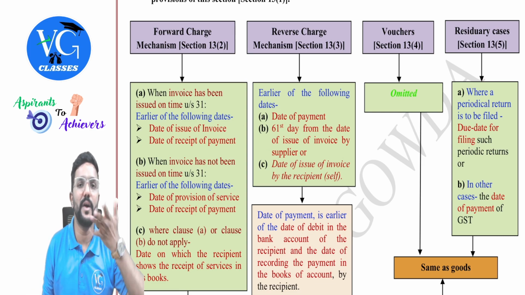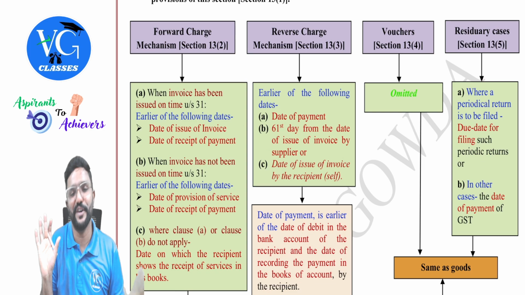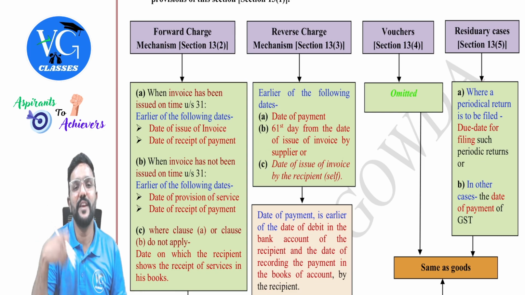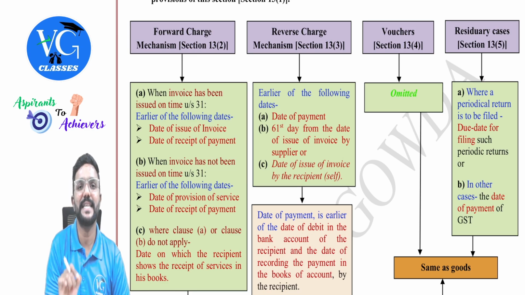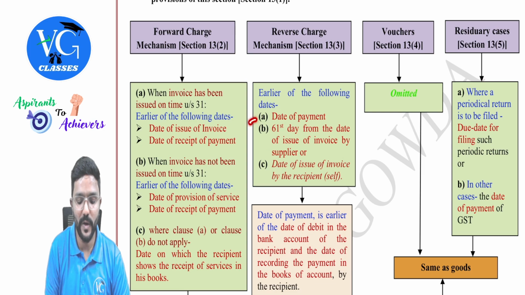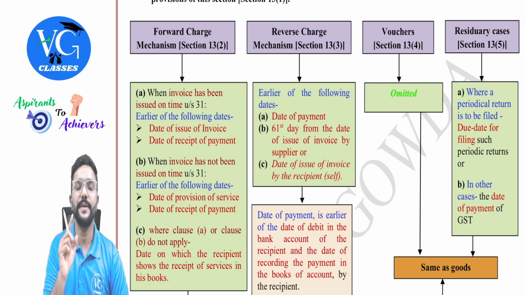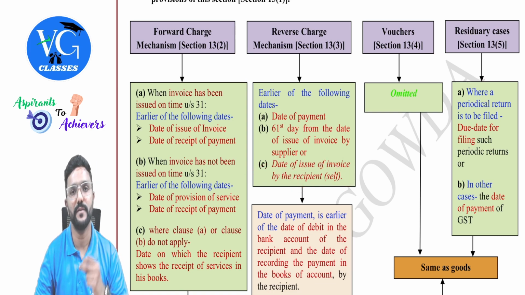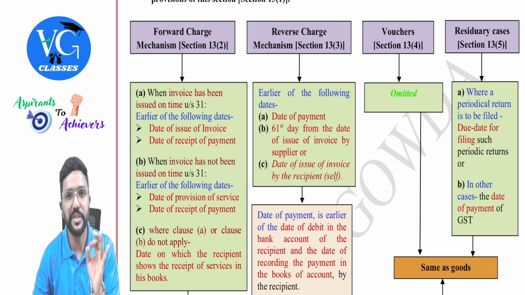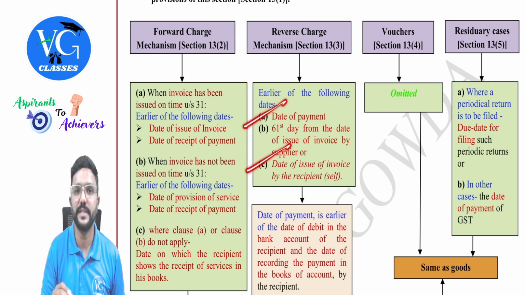Sir, what if supplier is not registered? So he didn't issue invoice. In that case, recipient has to do self-invoicing, means he or she has to issue invoice for themselves. In that case, the time of supply for the recipient would be clause A or clause C, whichever is earlier. That is date of payment, or C, date of issue of invoice by the recipient, that is self-invoicing, whichever is earlier. Is that clear?